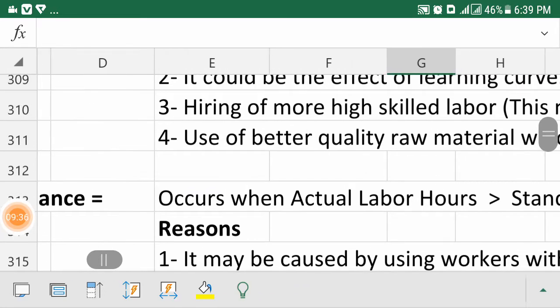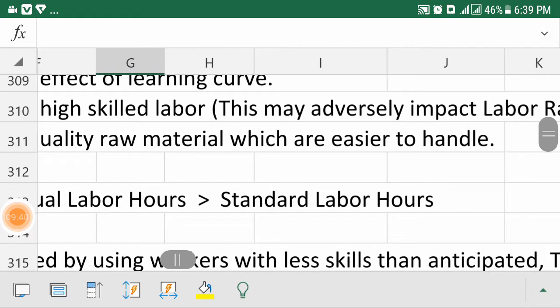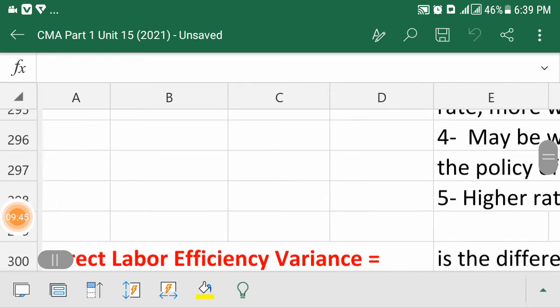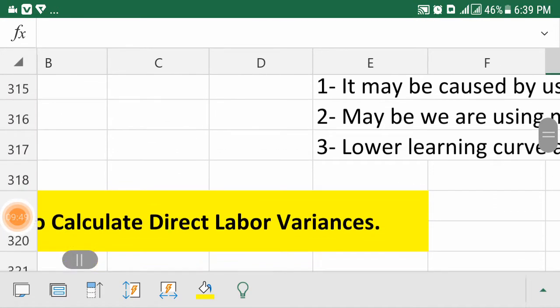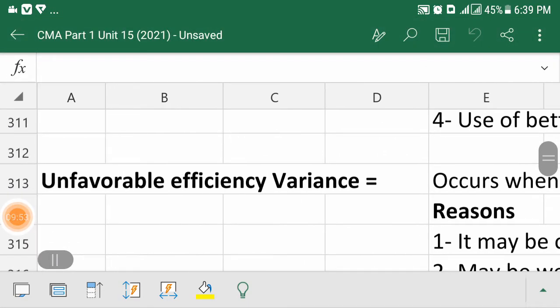And the last one is the use of better quality raw material, which is easier to handle. If you are using better quality materials, then definitely your direct labor efficiency variance would be favorable.